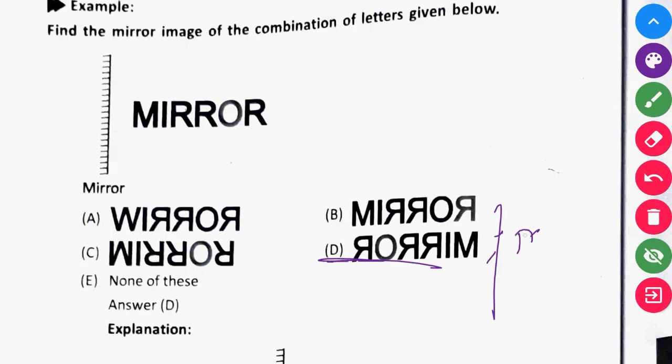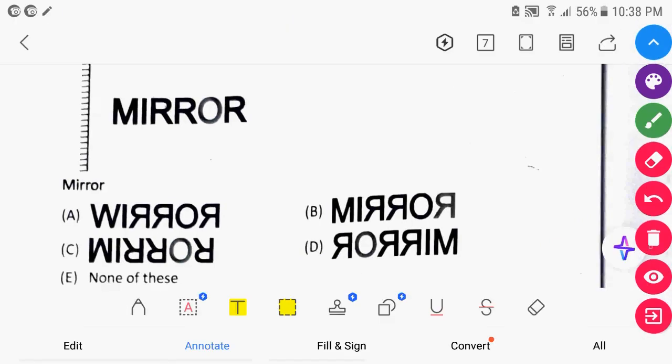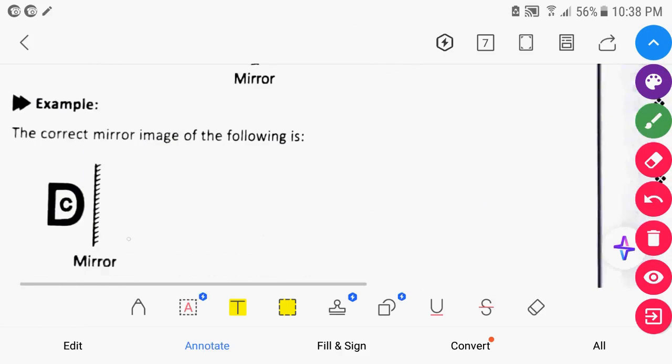Here is the mirror. Here the word mirror is written. So this is your answer. Okay, I had shown you how it looks. So D is the answer.